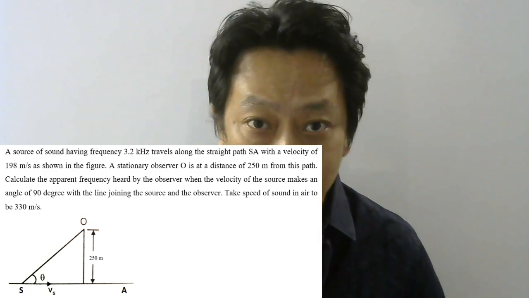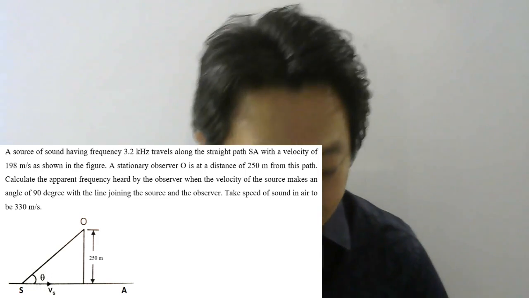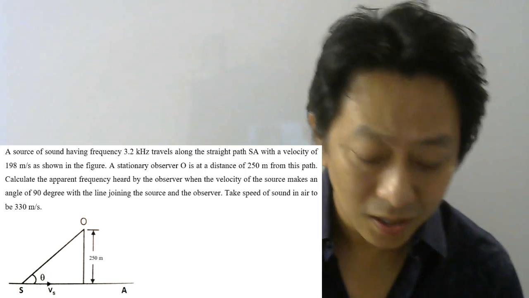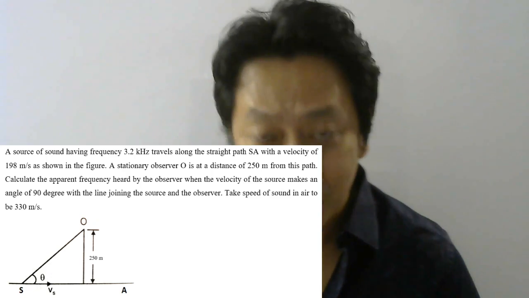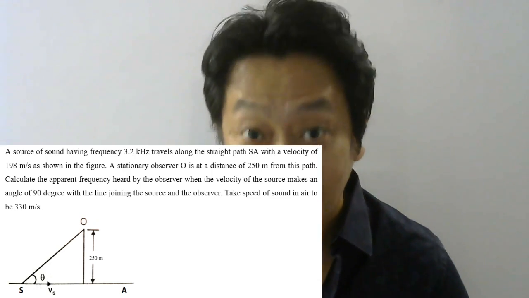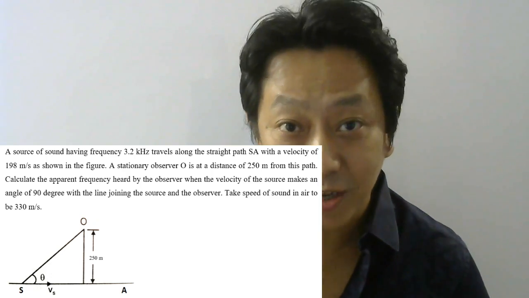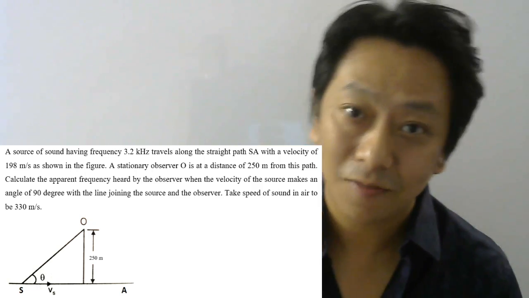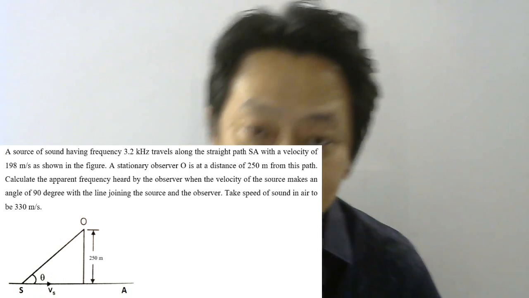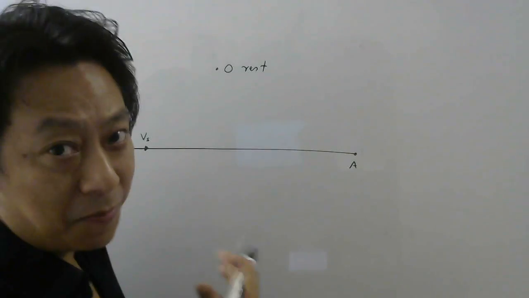So remember the observer is at rest. Calculate the apparent frequency heard by the observer when the source velocity makes an angle of 90 degree with the line joining the source and the observer. And we have to take the velocity of sound as 330 meters per second. So let me explain the question.